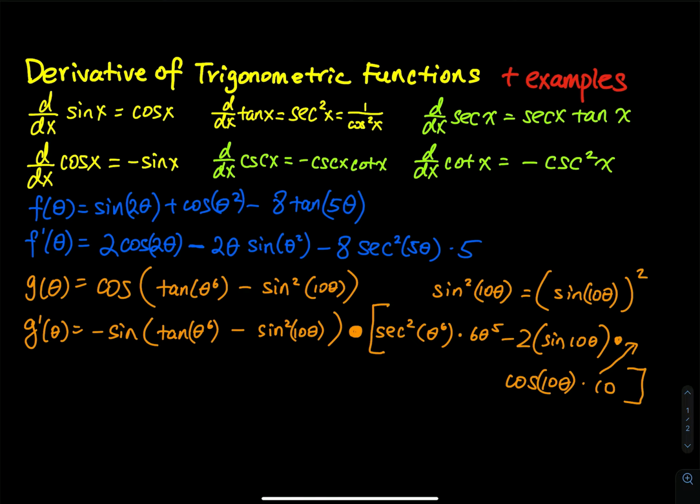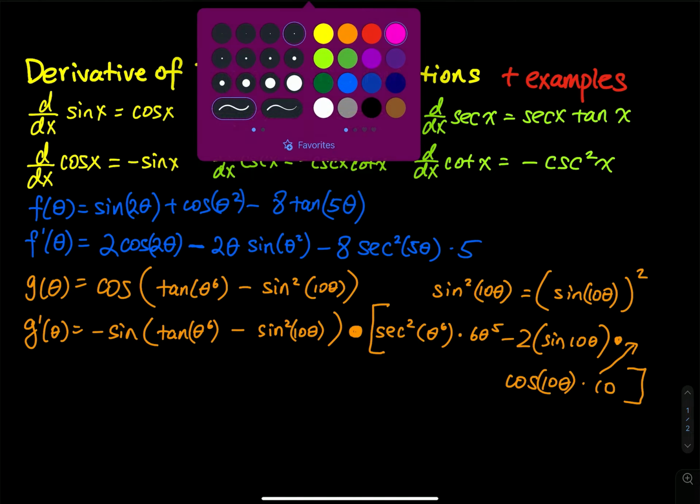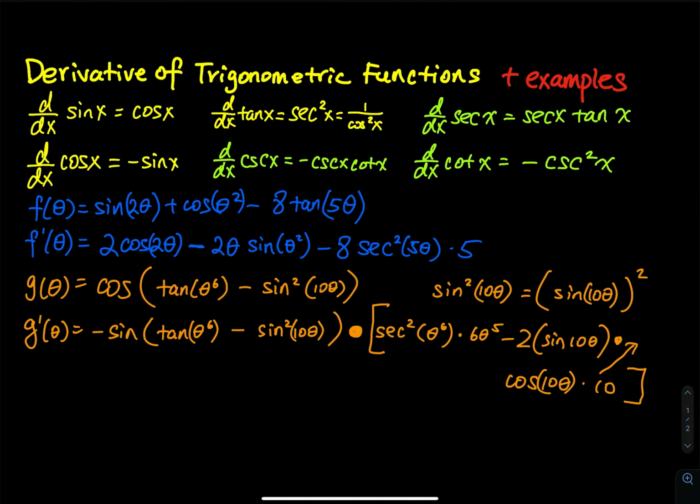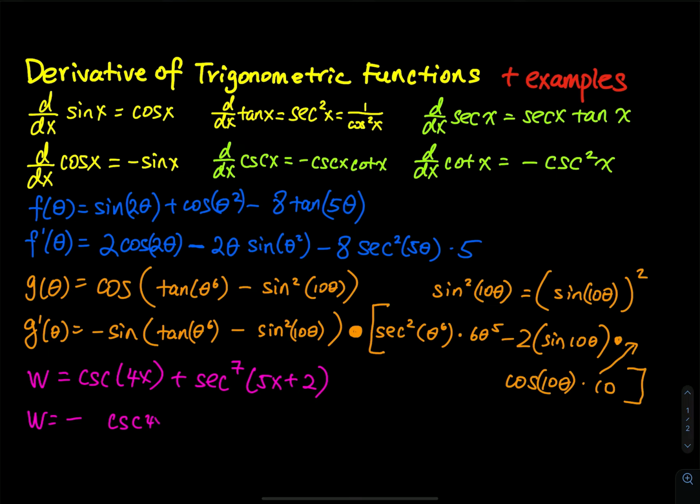All right, so moving on to the next problem. The next problem, we have w equals cosecant 4x plus secant to the 7th power of 5x plus 2. So the derivative of cosecant is negative cosecant cotangent. So that is equal to negative cosecant 4x times cotangent 4x.